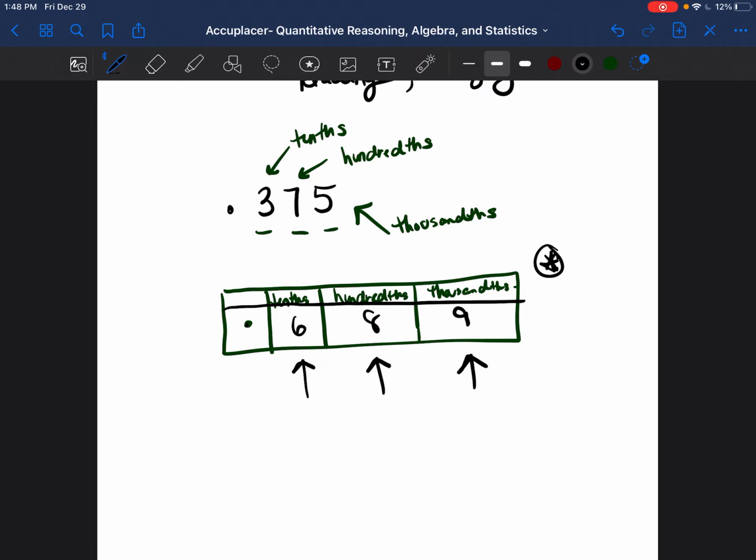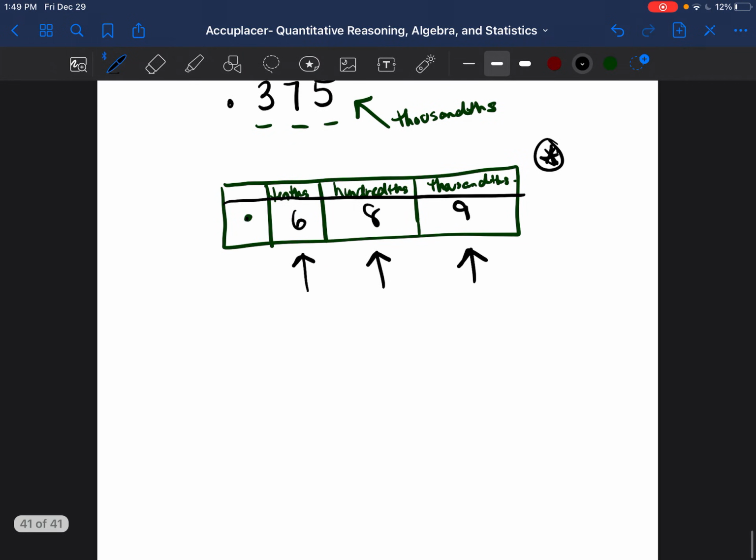But also when you're converting a decimal into a fraction, you need to know the place values, because if you can read it, then you can change it into a fraction. So what do we want to do first? Do we want to learn how to round them, or do we want to learn how to read them and put them in fractions? Let's talk about rounding first.